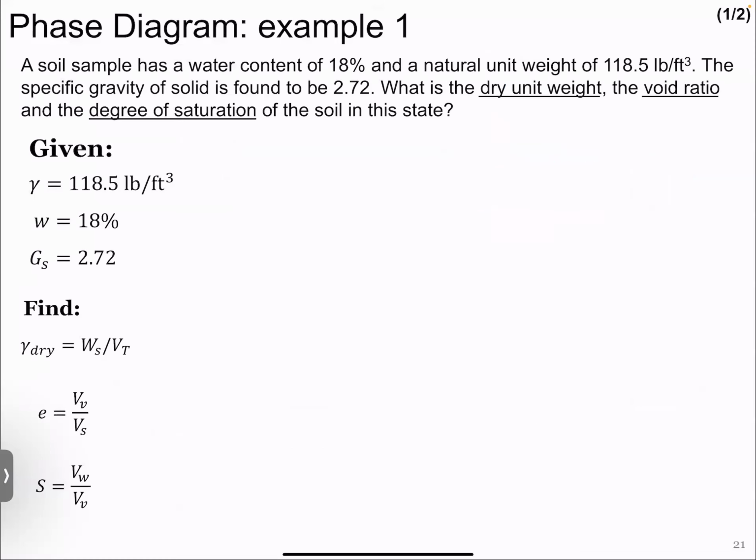Okay, let's do an example here. So you're actually going to have to do math and write stuff down. All right, so we have a soil sample. It has a water content of 18% and a natural unit weight, so bulk unit weight as is in the field, of 118.5 pounds per cubic foot. The specific gravity of the solid was found in the lab to be 2.72, so a little bit more dense than quartz. What is the dry unit weight, the void ratio, and the degree of saturation of soil in this state? So I'm going to write out the given information here.